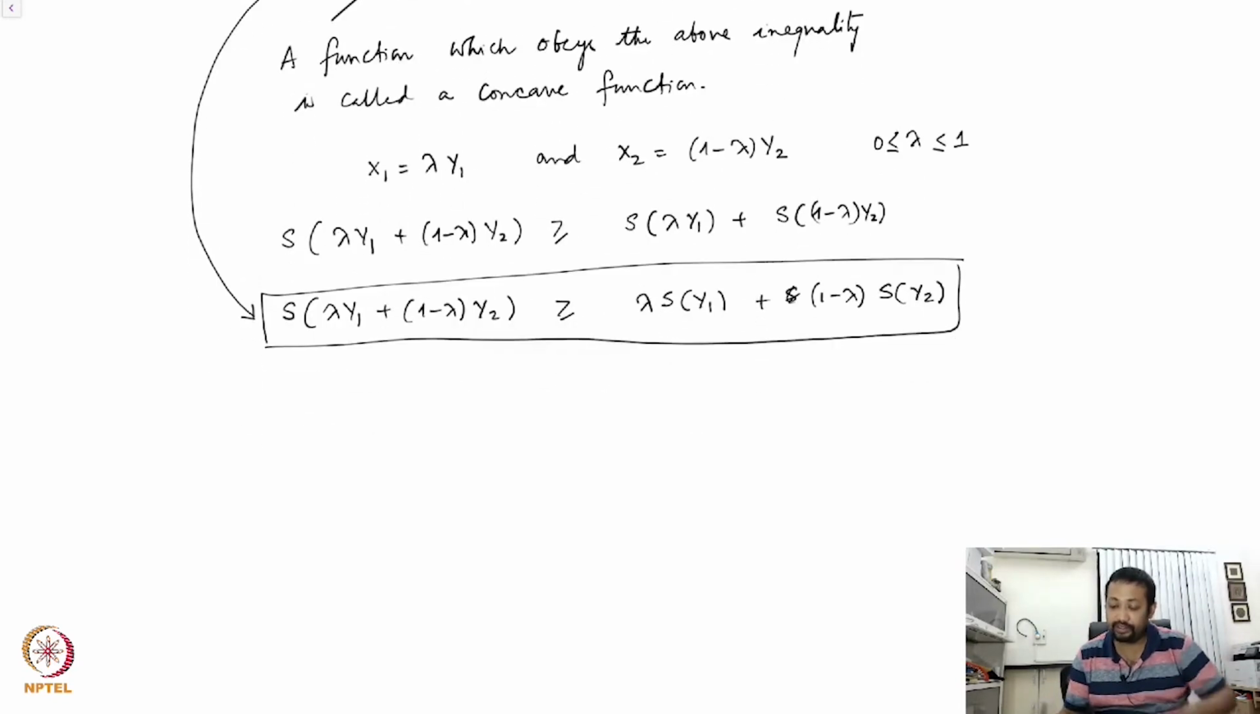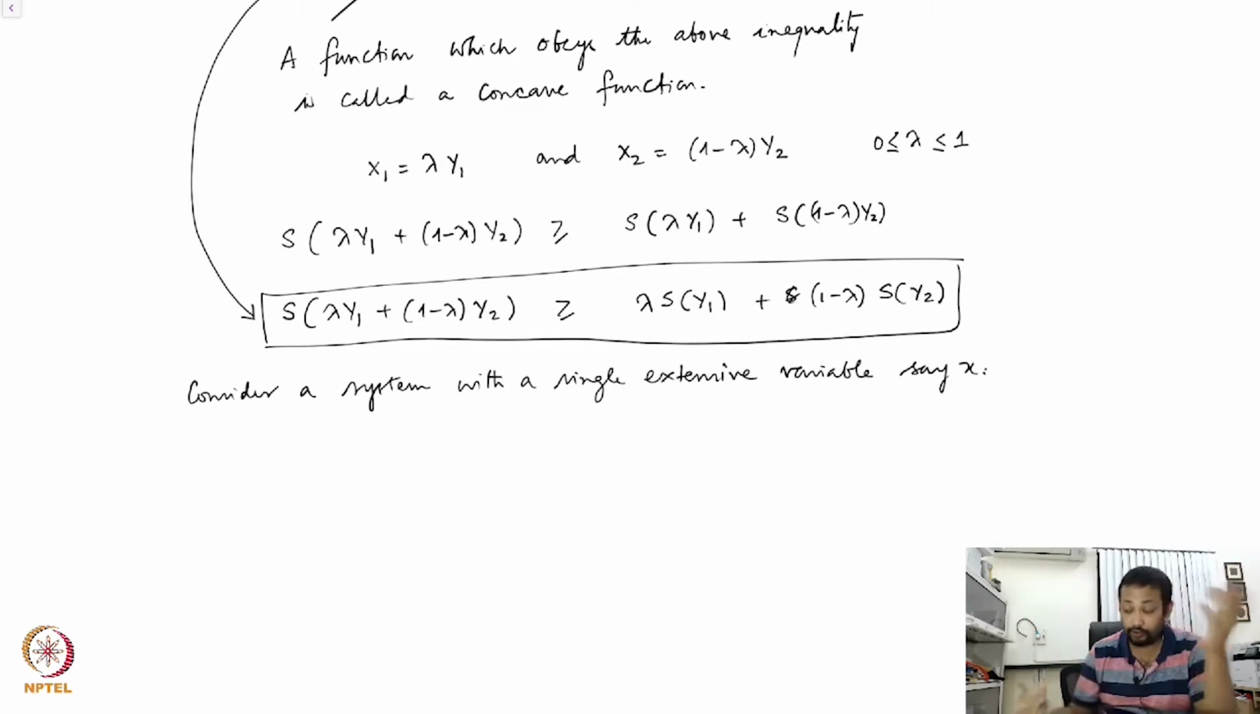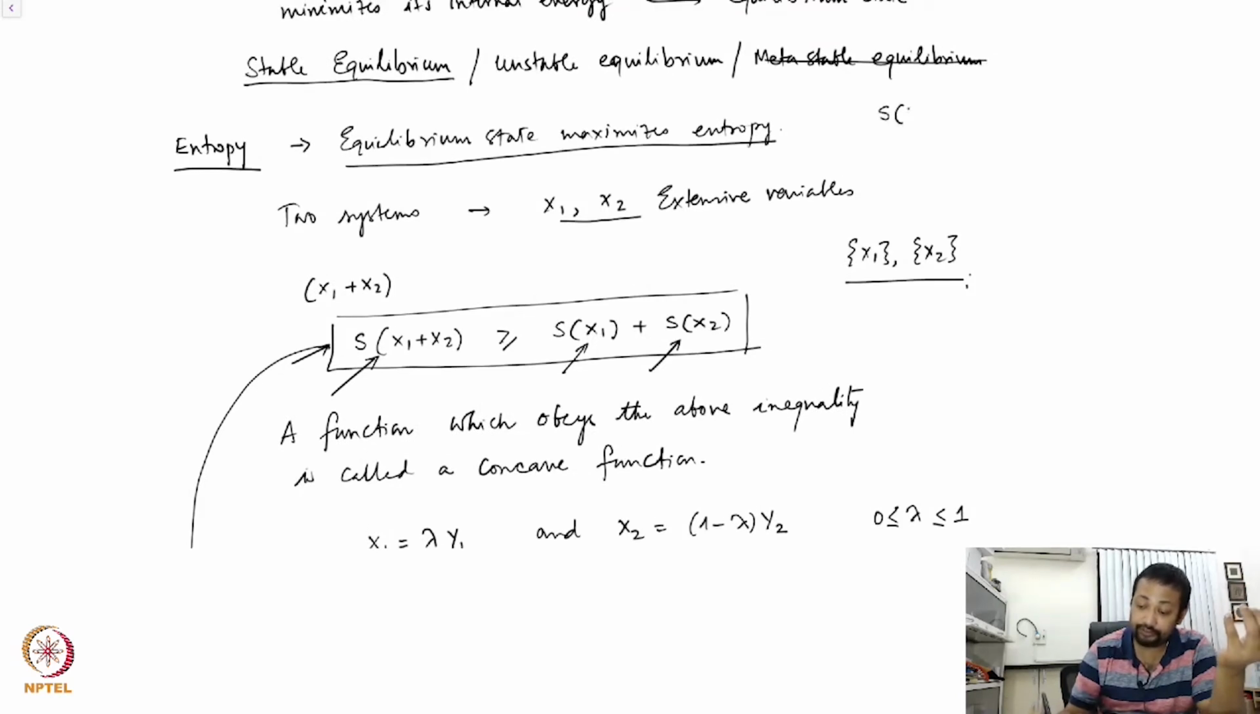Now to understand this equation further, we will consider a system with a single extensive variable, say x. Now if you want to do the mapping with the earlier lectures that we had, recall that our fundamental relation always had the form for a hydrostatic system s of u, v and n. Similarly, u was a function of s, v and n.